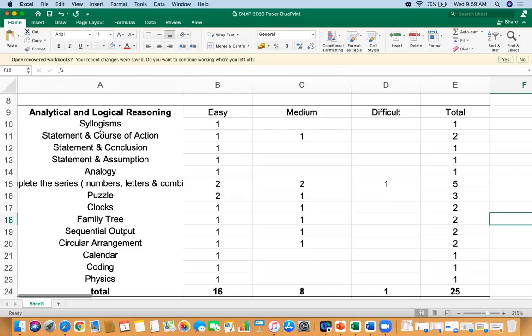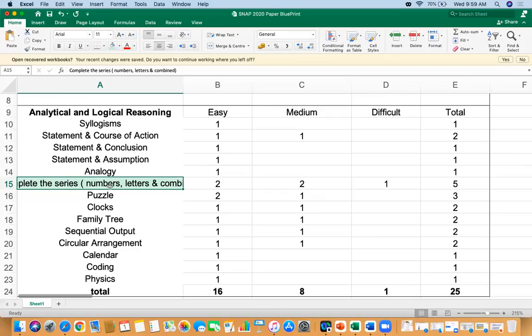What were the topics? We saw syllogisms, 1 question. Statement and course of action, 2 questions. Statement and conclusion, 1. Statement and assumption, 1. Analogy-based questions, jo aap NMAT mein bhi padhte ho, 1. Complete the number series, maximum questions. Okay, so 5 questions coming from here. This is very, very important for us. The number series, word series, all of these type of questions.